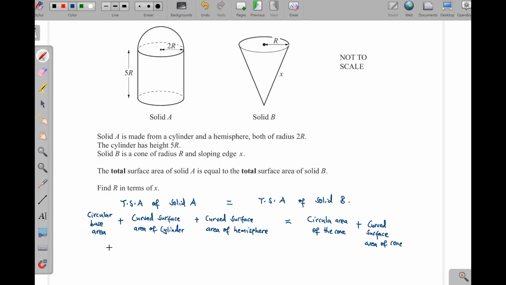Now, circular base area is of course pi r squared. So we shall have pi here. Then our r is 2r, 2 capital R, okay? Then squared. Then plus curved surface area of the cylinder. It is 2 pi RH. So it is 2 pi, but the r is 2r. Then the h is 5r, okay?